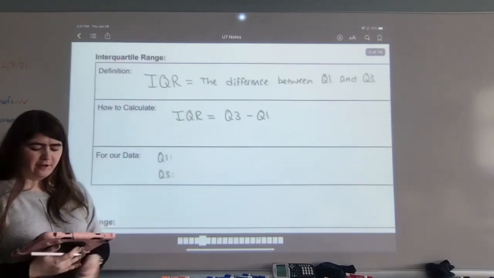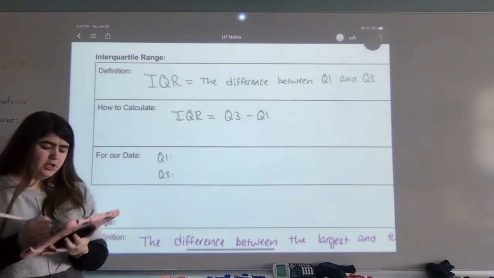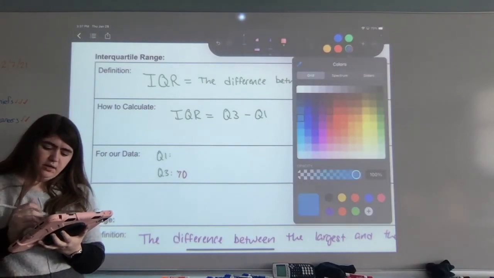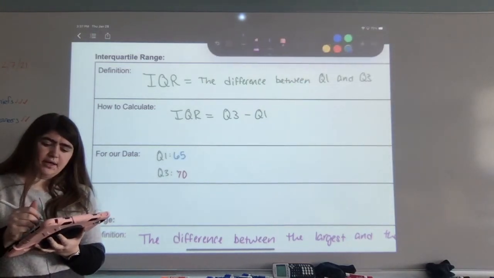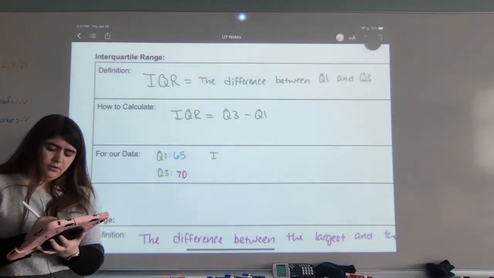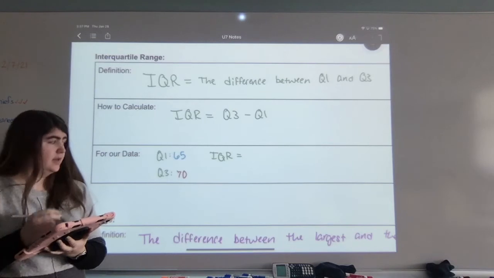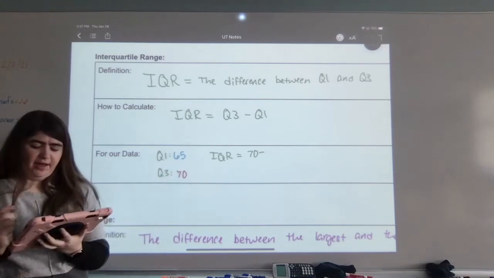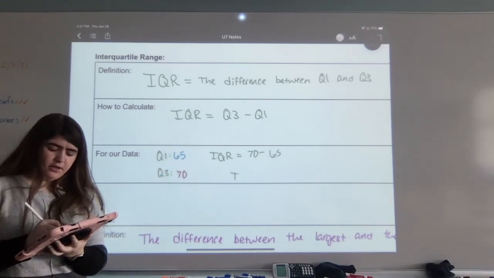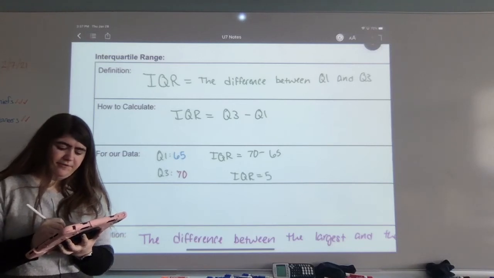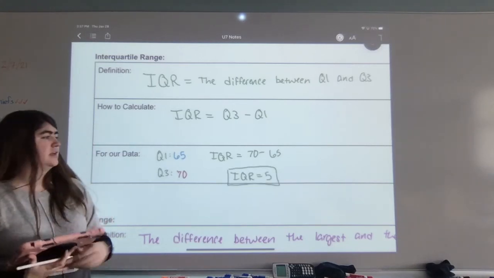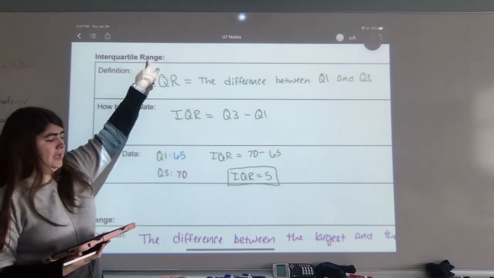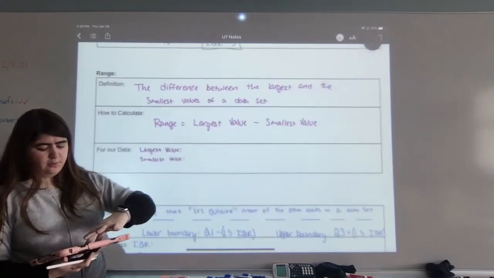So let's go ahead and solve that. We just said that our Q3 was 70, and I remember that our Q1 was 65. So to calculate our IQR, we are going to take our Q3 of 70 and subtract our Q1 of 65, which means that our IQR must be equal to 5 because 70 minus 65 is 5. That's our interquartile range. Now, the reason why we call it a range, as we go to our next numerical measure, that is the range.